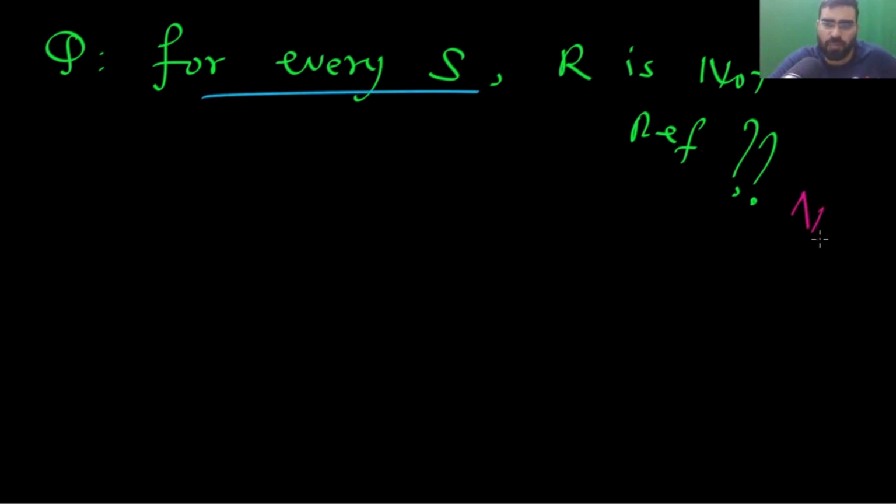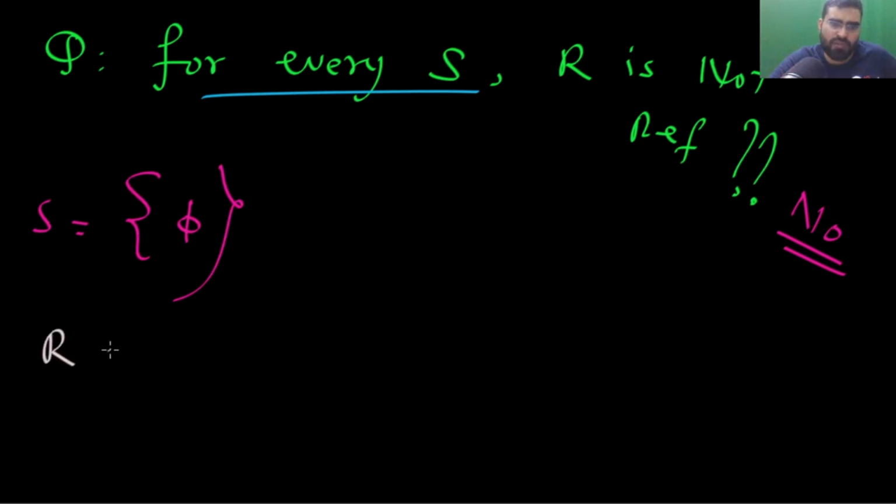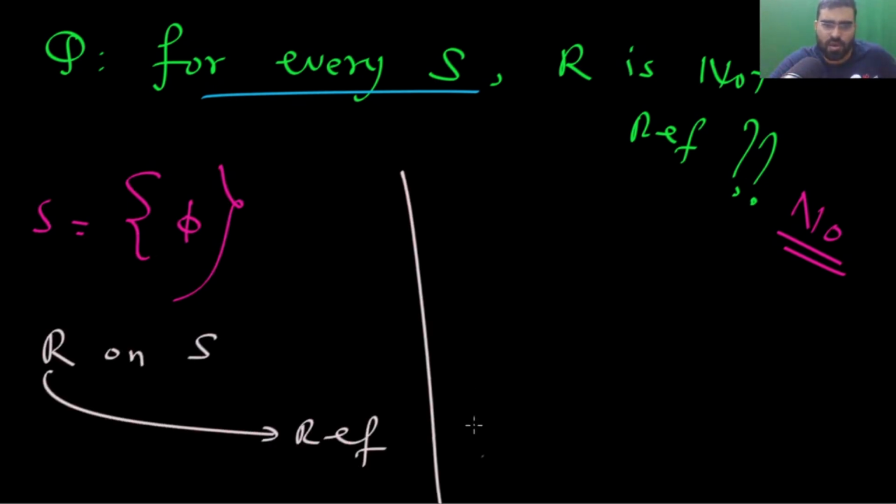The answer will be no, because you can take this collection of sets. Now, if you define R on this S, then that will be reflexive, very easily. But remember, if you take some other set S, for example, if you take this set S, as I told you, like A, B, C.